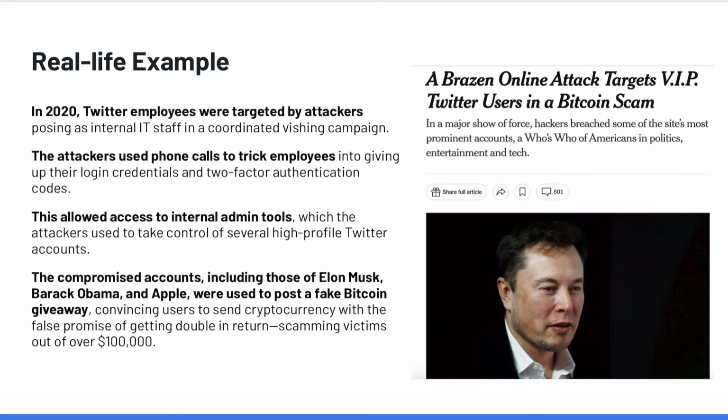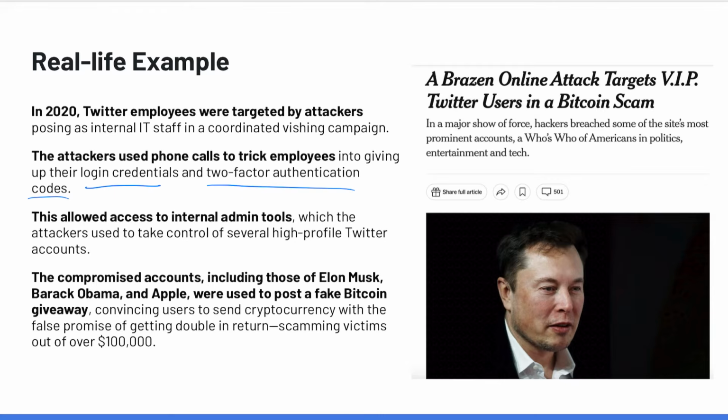Anyways, so Twitter is attacked. People call up different employees pretending to be internal IT staff. They trick them into giving up their login credentials and 2-factor authentication codes. So they're able to access internal admin tools, right? These are software tools that are only accessible to employees and can be used to change different accounts or different aspects of the Twitter platform.